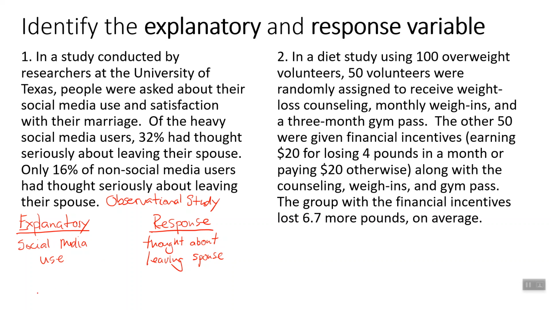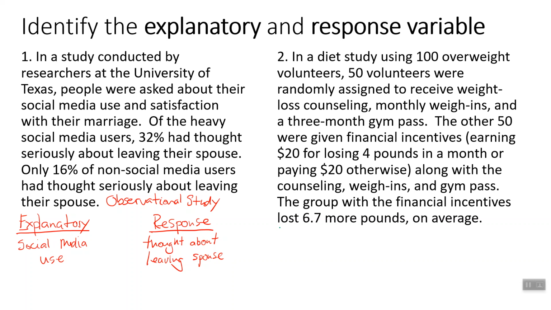All right, if we move over here to the next one, and I switch colors because I want to mix things up. In a diet study using 100 overweight volunteers, 50 volunteers were randomly assigned to receive weight loss counseling, monthly weigh-ins, and a 3-month gym pass. Well, that's a pretty sweet deal. The other 50 were given financial incentives, earning $20 for losing 4 pounds in a month or paying $20 otherwise. Ooh. Along with the counseling, the weigh-ins, and the gym pass. So they're all getting those 3 things.